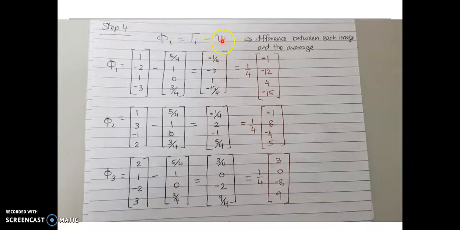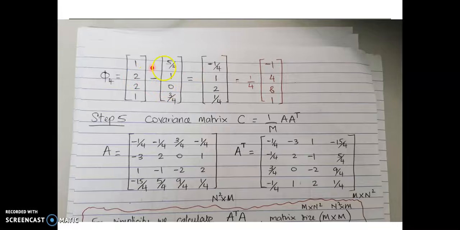Step 4, we subtract the mean image from the original image vector. So we have the calculation to obtain phi 1. We subtract the mean from gamma 1. To obtain phi 2, we subtract the mean from gamma 2, and so on. We obtain the difference between each image and the mean as shown. So this is for the 4th image, the difference between the mean and the image vector.